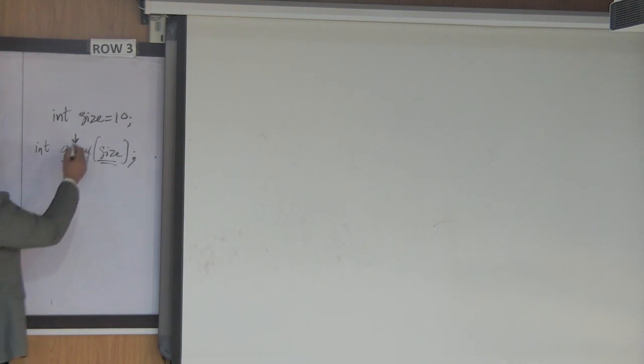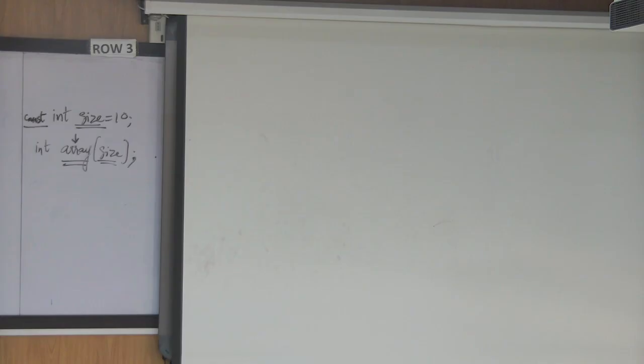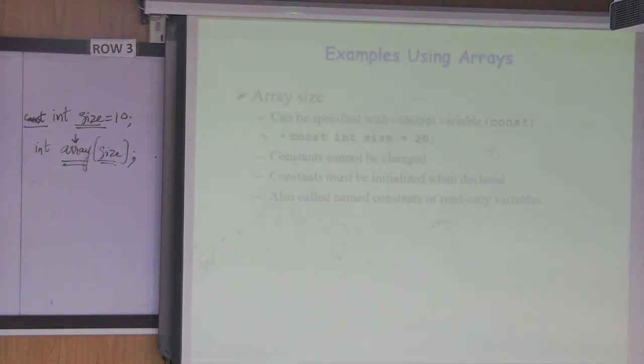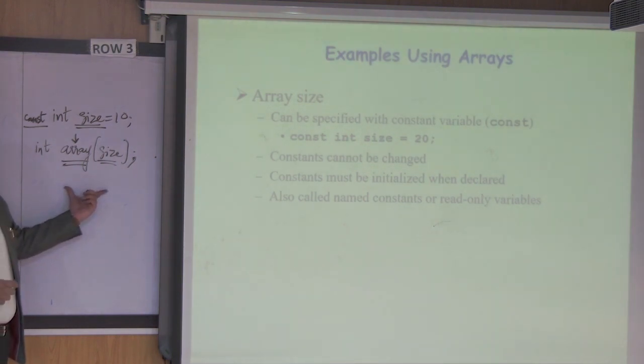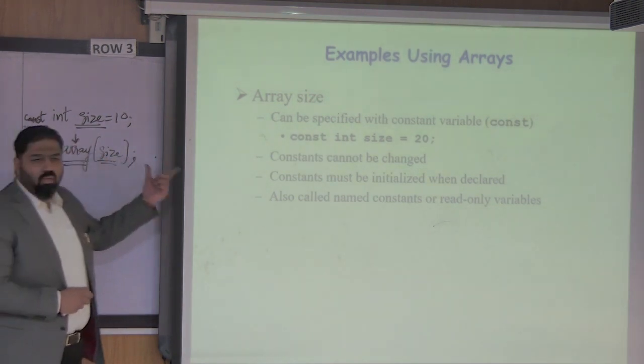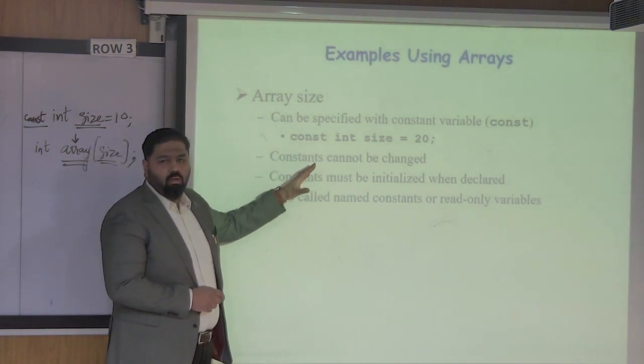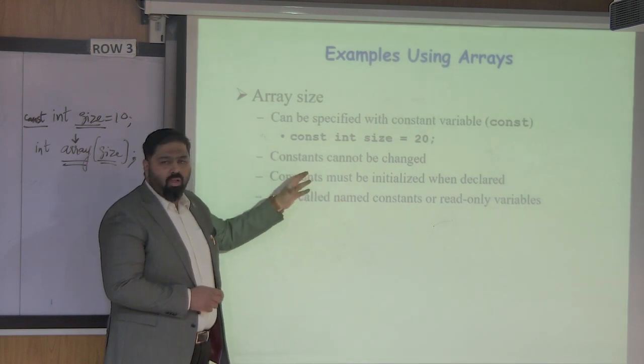If you want to make this variable a fixed entity, you have to write the const keyword with it. Now we can claim that we have declared the array with not a variable but a constant variable, a fixed entity. Afterwards, if you write size equal to 20 over here, it will not allow you, because you have fixed the value of this variable. So a constant cannot be changed. We are conforming with the property of the array.